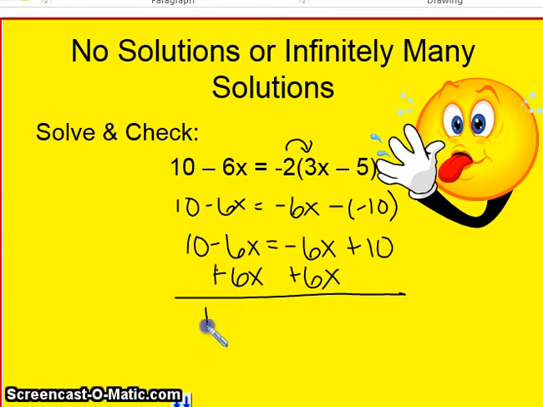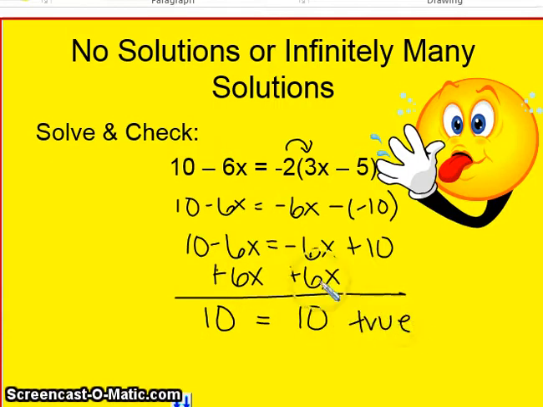Now I've got my 10 right there. Negative 6x plus 6x is 0, and then I've got 10 on this side. Now notice I didn't come out with x equals some number. It's just 10 equals 10. That is a true statement.